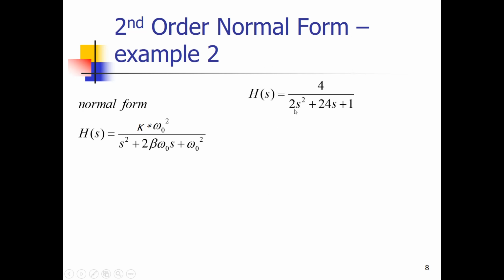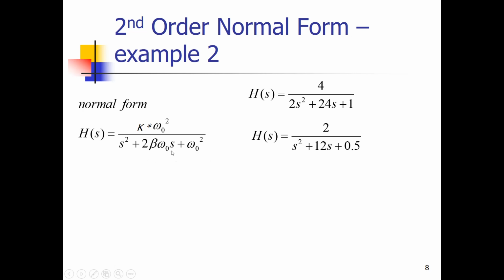We do the same thing. We have the 2 over here, and we get rid of it by dividing 2 over 2. So we have to divide 24 over 2, which yields 12. And I have 1 over 2, which yields 0.5 over here. And in the numerator, we get 4 over 2, which equals 2. So my transfer function is 2 over s squared plus 12s plus 0.5.